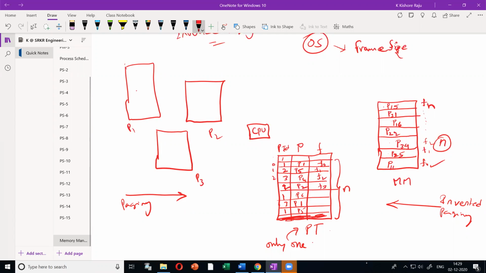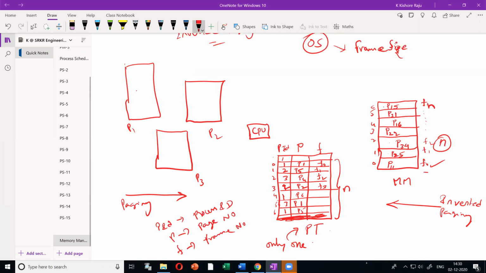Here, how many? 0 1 2 3 4 5 6. So here there are 6 frames, so the page table will have 6 rows. The first column is the process ID, the second column is the page number, and the third is the frame number. PID means process ID, P means page number, F means frame number.